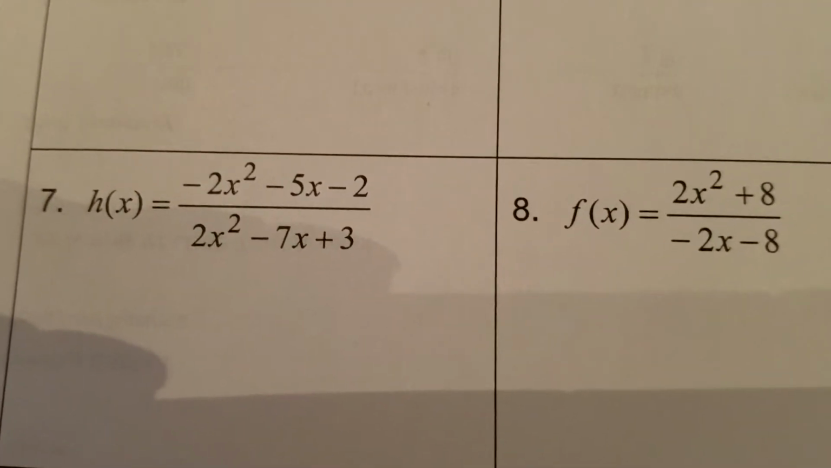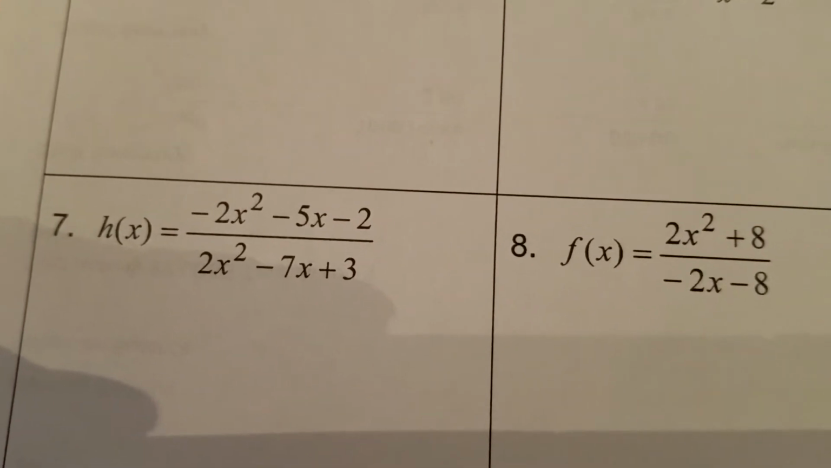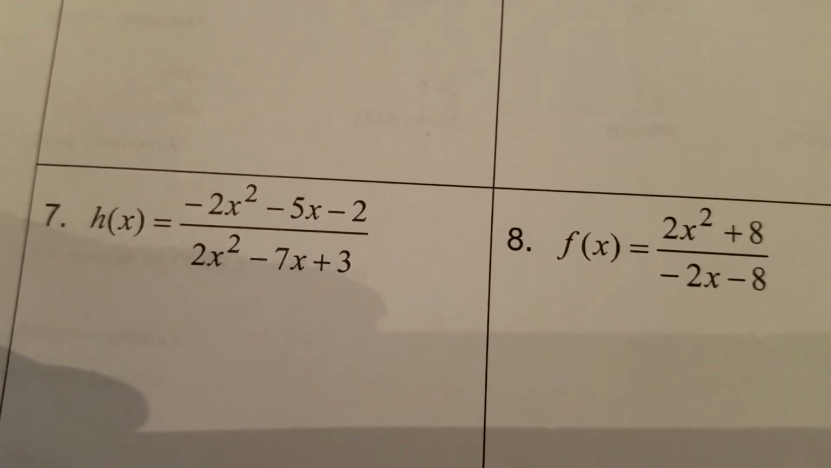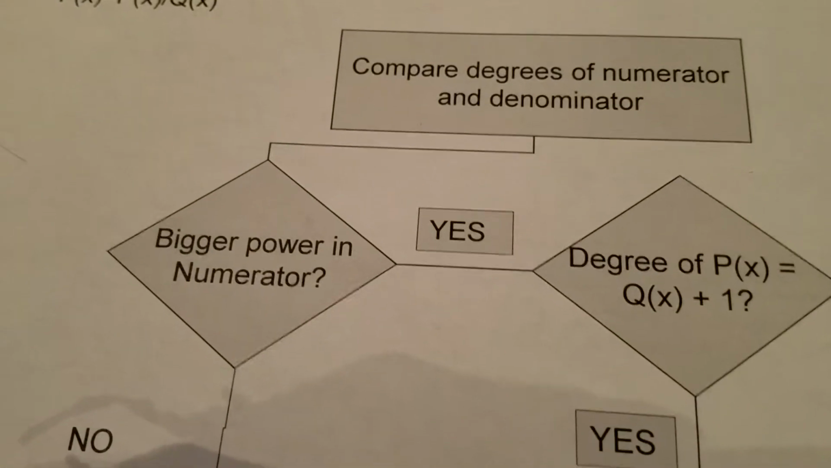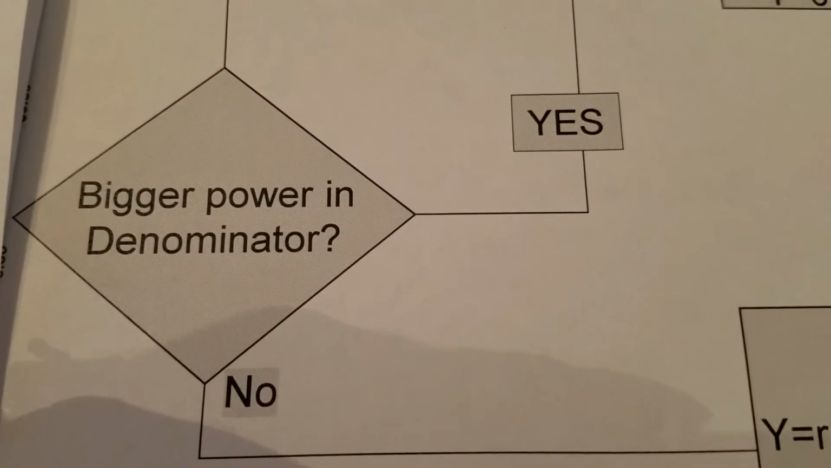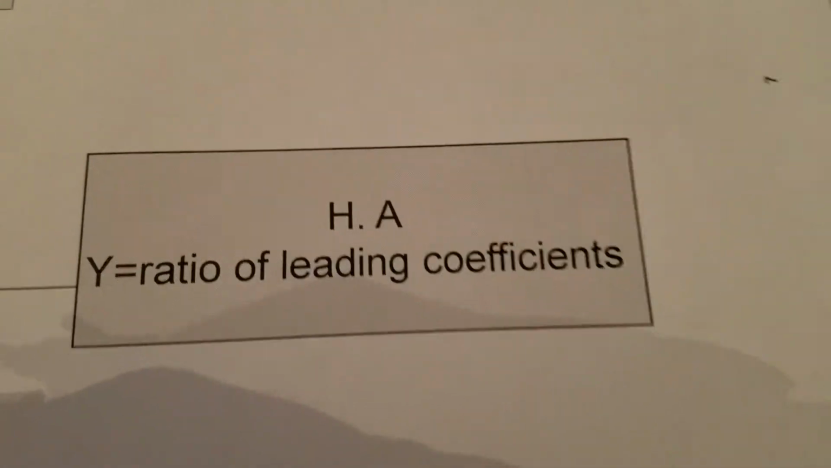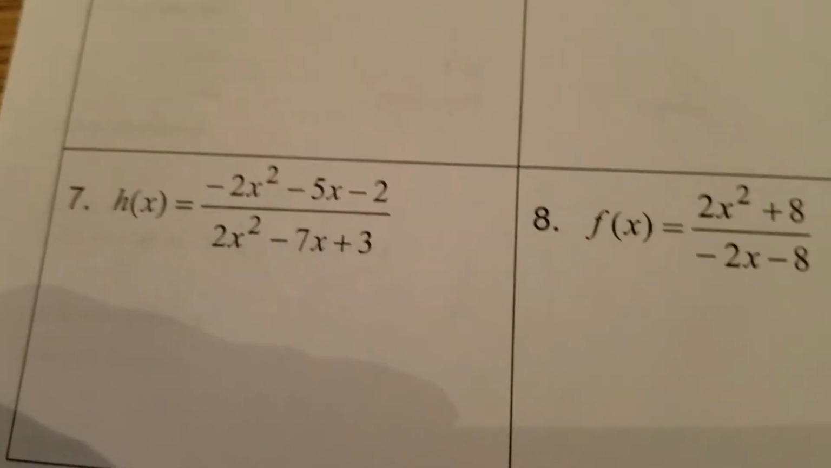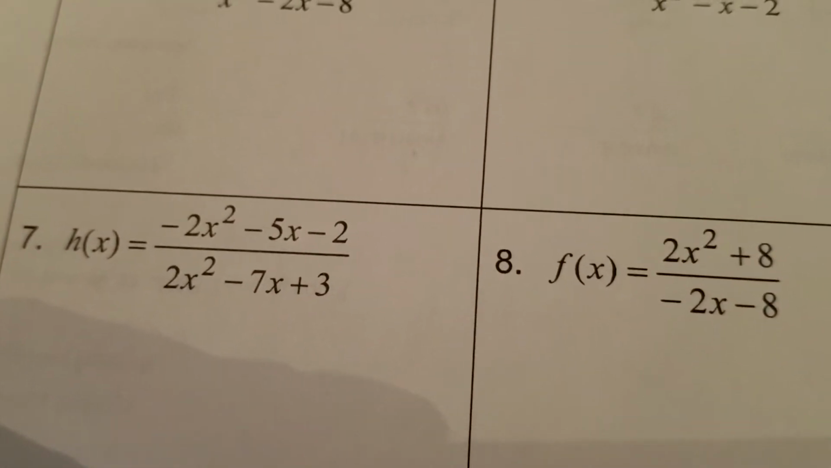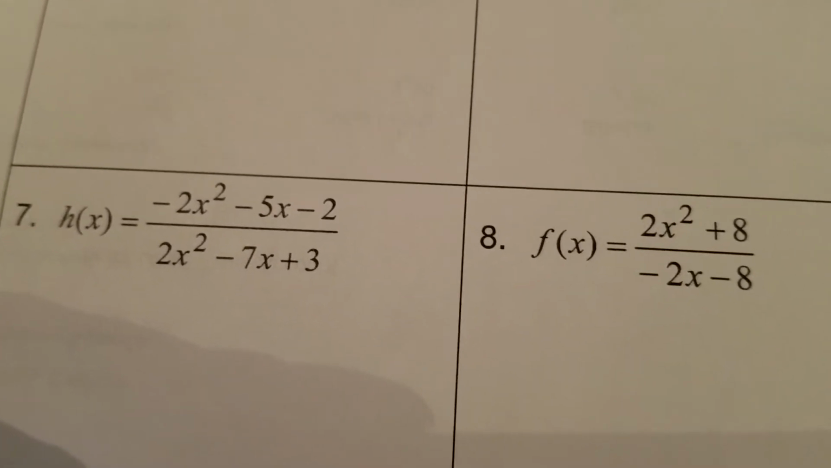Let's see one more, and I think you get the hang of it. Here the degree upstairs is 2, the degree downstairs is also 2. Is the bigger power in numerator? No. Follow my no connection. Is the bigger power in the denominator? No. So I go to the ratio of the leading coefficients, and they are minus 2 over positive 2. That reduces to y equals negative 1.